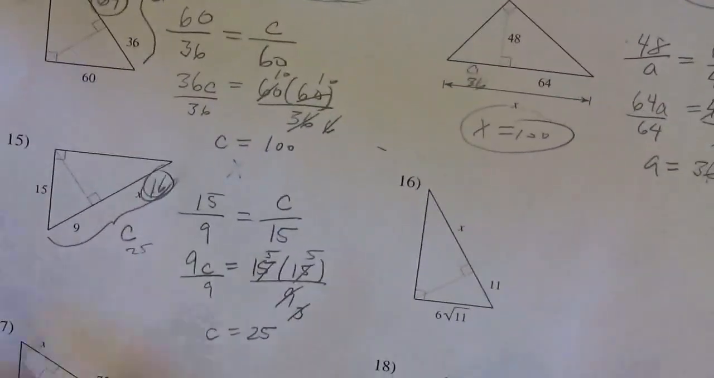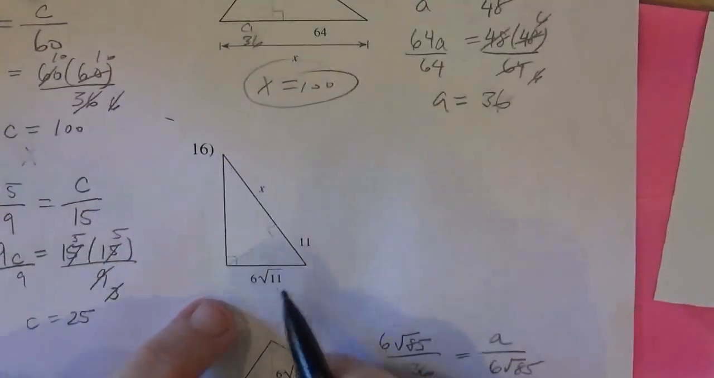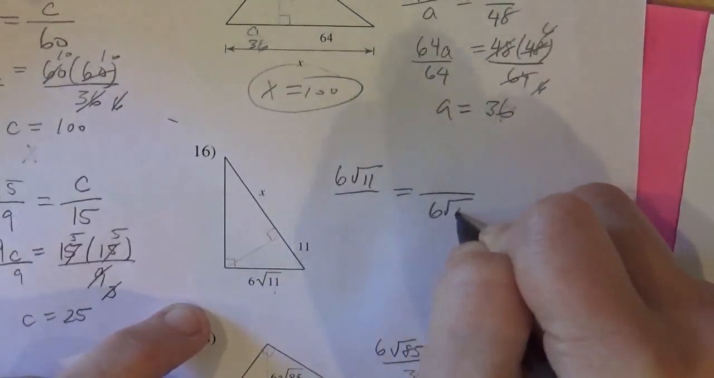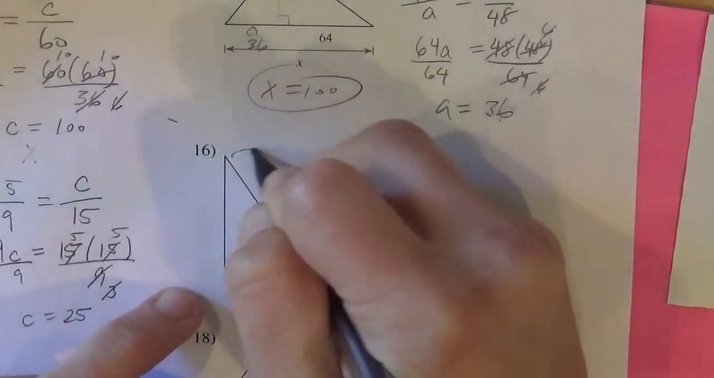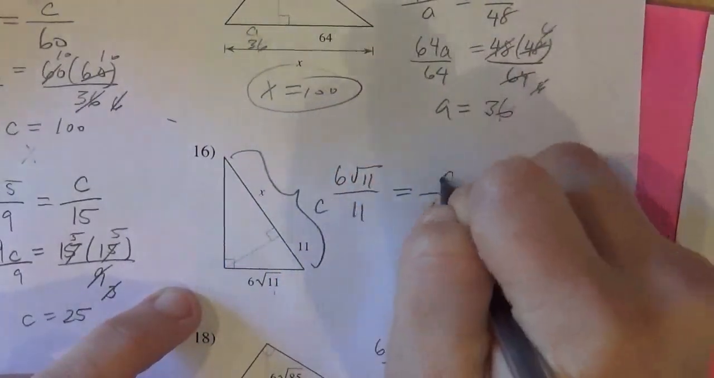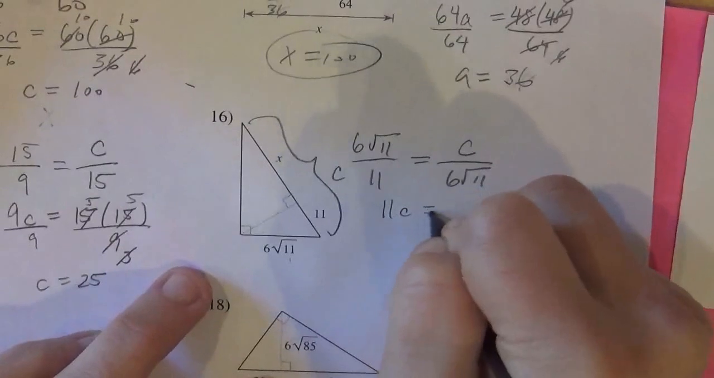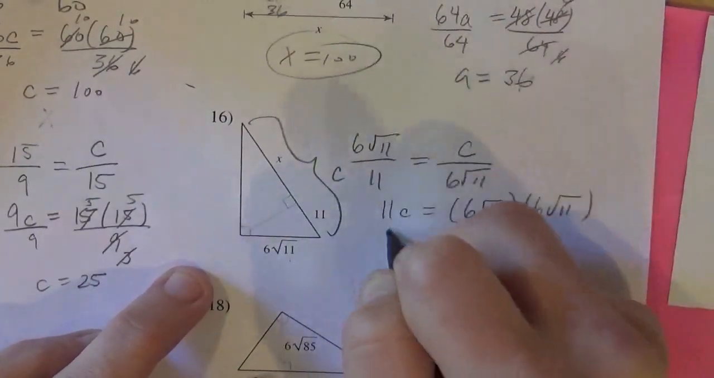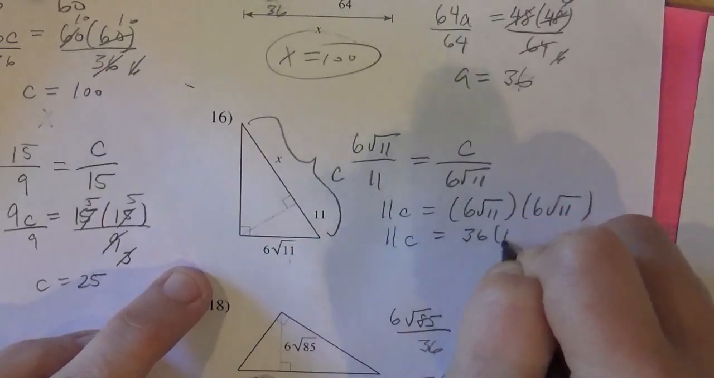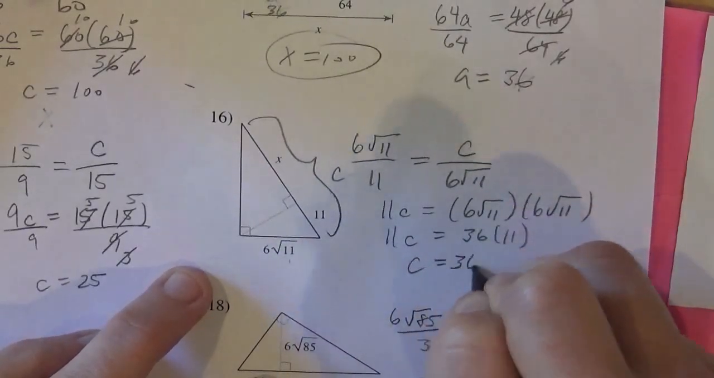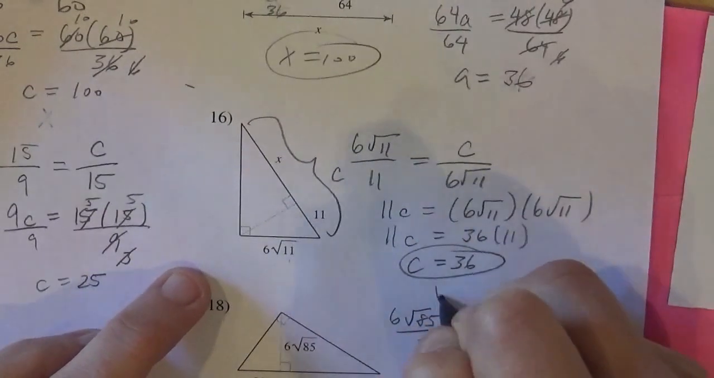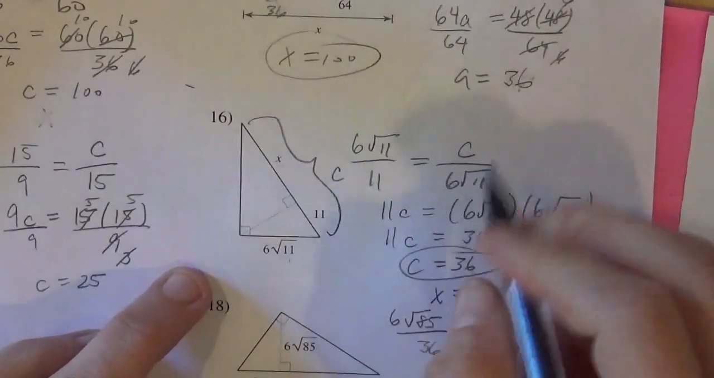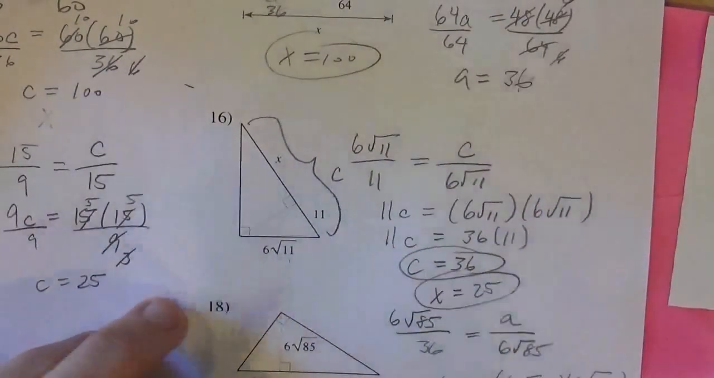Good. Okay, almost there. This guy here, we're going to put the 6 root 11, and the 6 root 11, and the 11, and I'm going to call this whole piece C. And so we'll have 11C equals 6 root 11 times 6 root 11, so 11C equals 36 times 11, so C is 36, which means that X is 36 minus 11, which is 25.